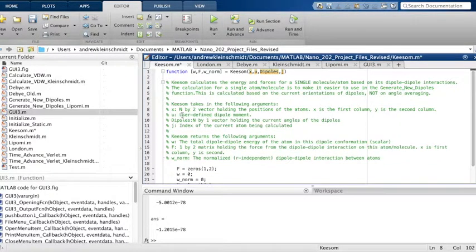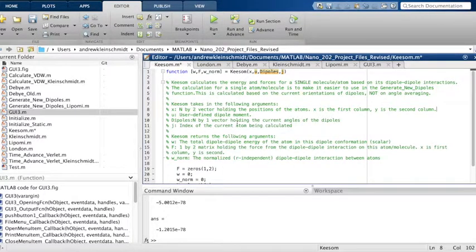We also get u. If you remember from looking at the interface, you can set the dipole moment. So u is the strength in Debyes of the dipole moment of all of the atoms or molecules in the system.